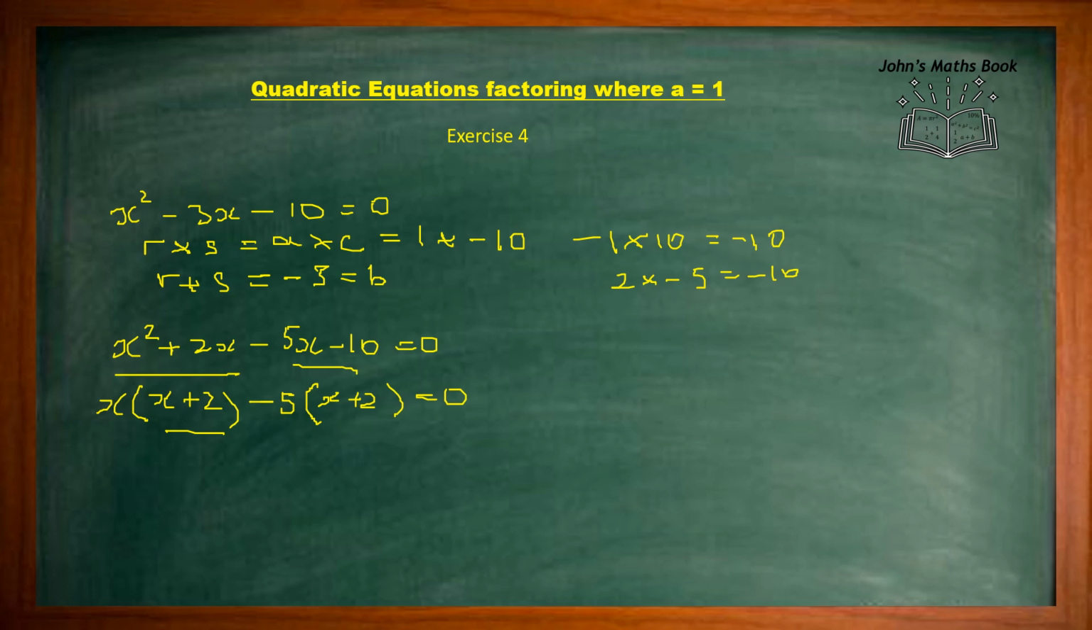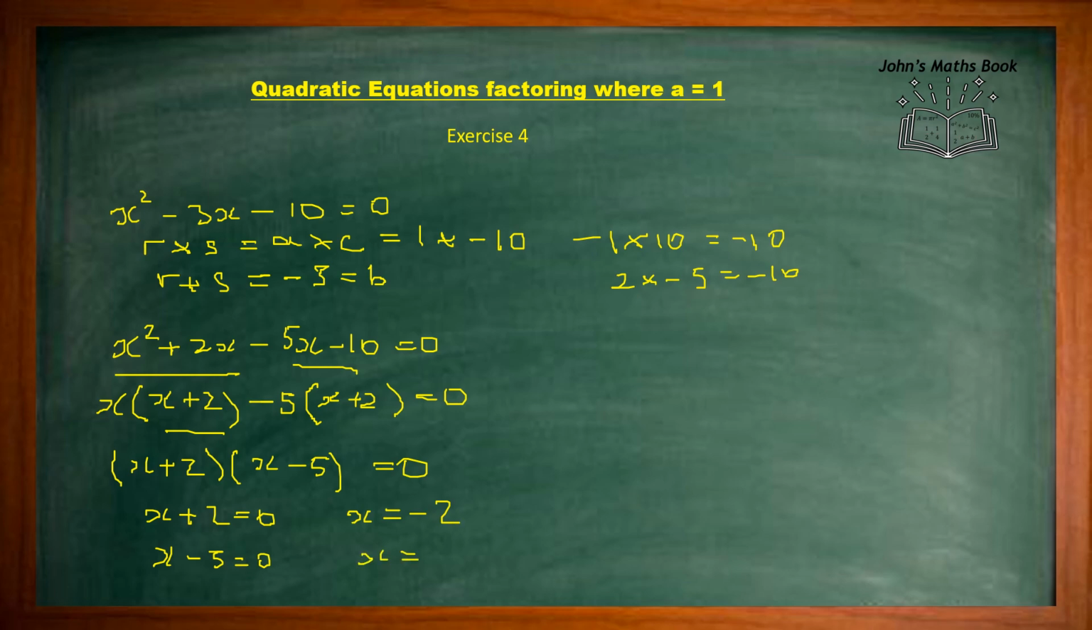So we can factorize it. Give x plus 2 multiplied by x minus 5 equals 0. So we've got two equations, x plus 2 equals 0 and x minus 5 equals 0. So if we solve these, we get x is equal to minus 2 and x is equal to plus 5.